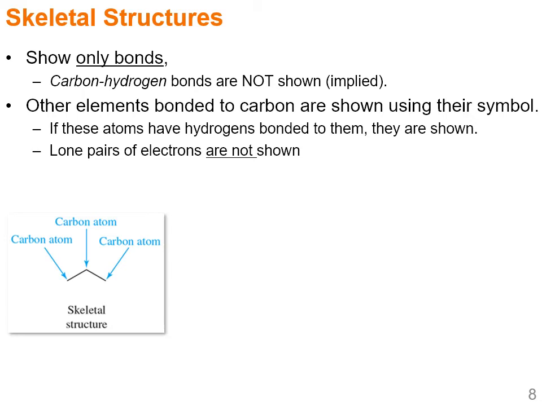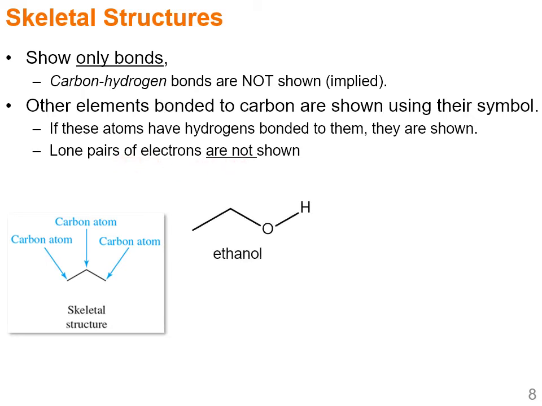If there are other elements bonded to carbon, such as oxygen, nitrogen, or sulfur, you have to show these atoms using their symbol at the end of the bond. If these atoms have hydrogens themselves, those hydrogens are shown also. And in skeletal structures, lone pairs are not shown.